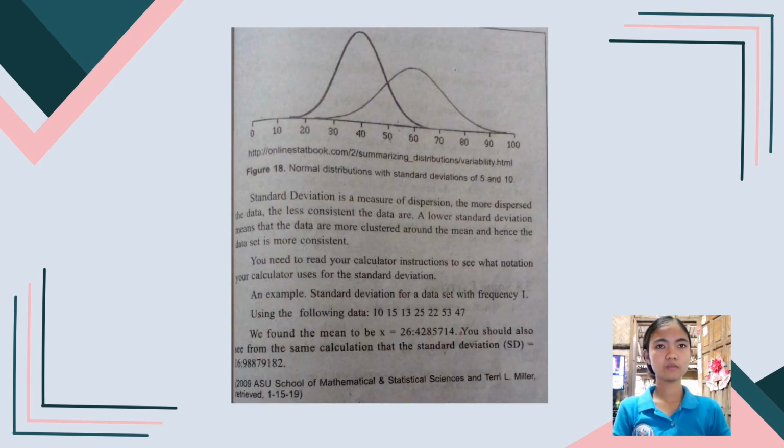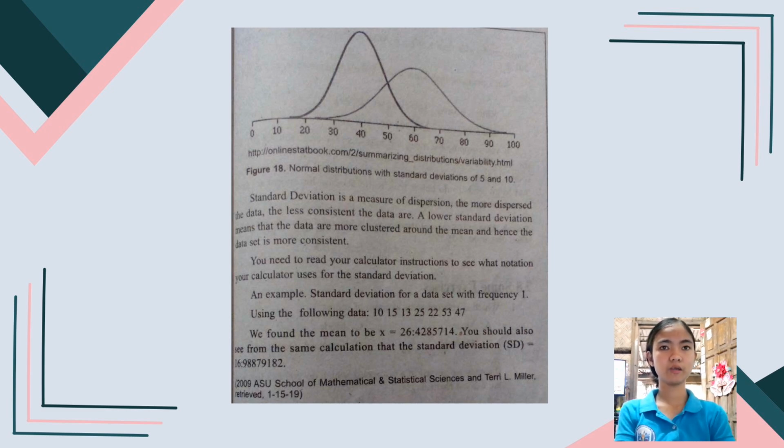Figure 18, normal distribution with standard deviations of 5 and 10. Standard deviation is a measure of dispersion. The more dispersed the data, the less consistent the data are. A lower standard deviation means that the data are more clustered around the mean, and hence, the data set is more consistent. It is a measure of the spread or dispersion of a set of data values. So yung lower standard deviation daw po is naka-indicate dun yung data points are closer to the mean, so implying higher consistency. So yun daw po, sabi nung sa pag-search ko.